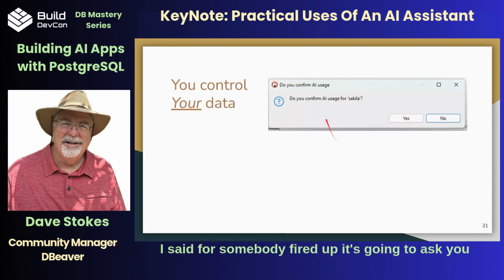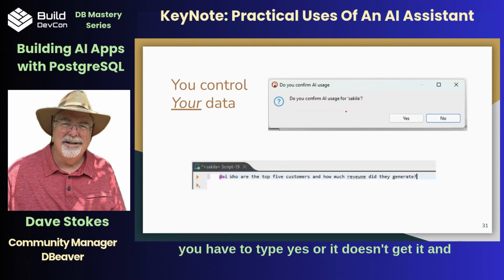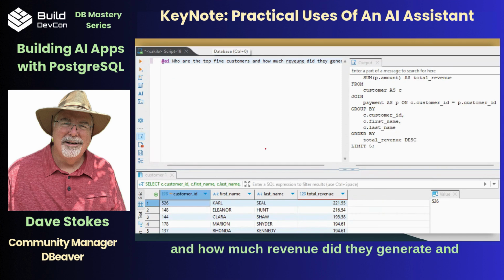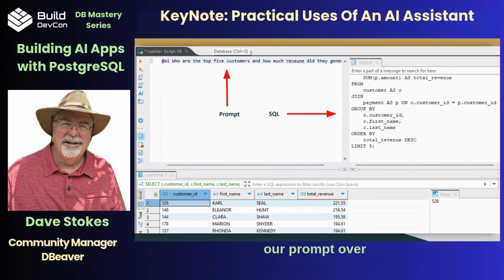Like I said, the first time you fire it up, it's going to ask you, is it okay to go out and get the metadata? And you have to type yes or it doesn't get it. And simply in the SQL editor, you preface an English language or German or Basque or French or Polish prompt with at AI: who are the top 5 customers and how much revenue did they generate? And you'll see something like this. There's our prompt. Over there is the SQL generated by the AI assistant. And down here is the result.